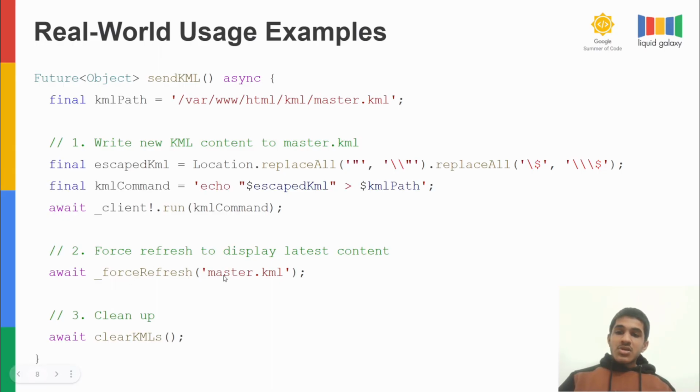So this function is used to refresh your master screen, and as you do a force refresh of your master, within 1 to 2 seconds, you will be able to see the new result of your new KML which you have sent. And then, as a very basic and very good practice, you clear the KMLs onto your master.kml after you used it. So this was all about using the refresh mechanism in one of the basic functions which we use in the LG ecosystem here. So let's move on to the next page.